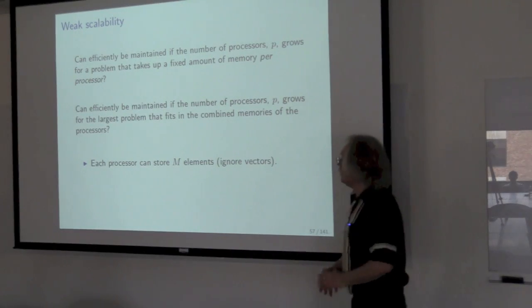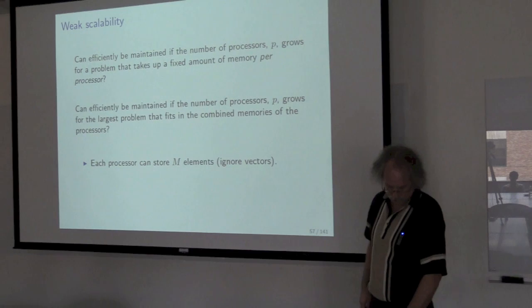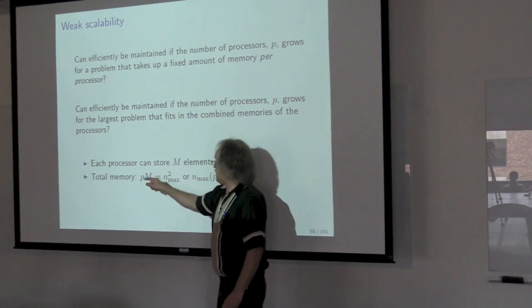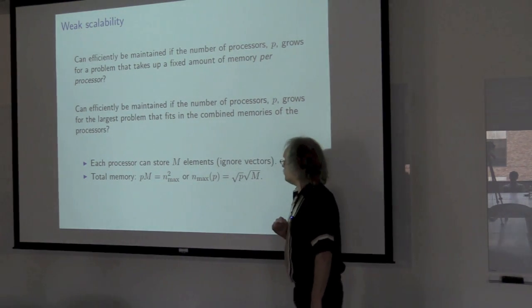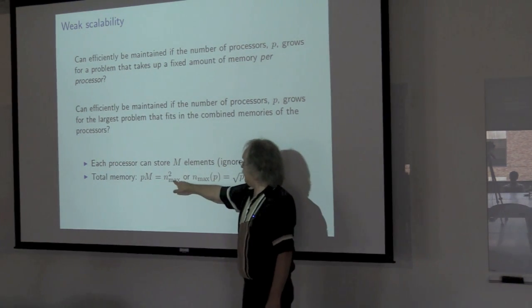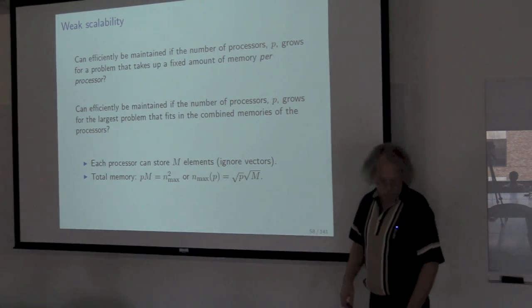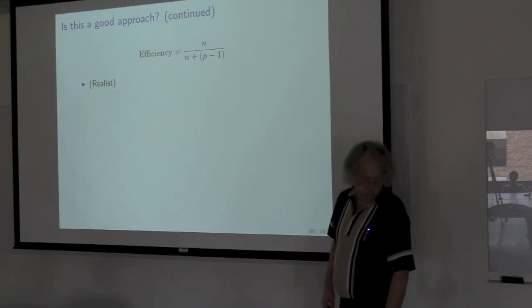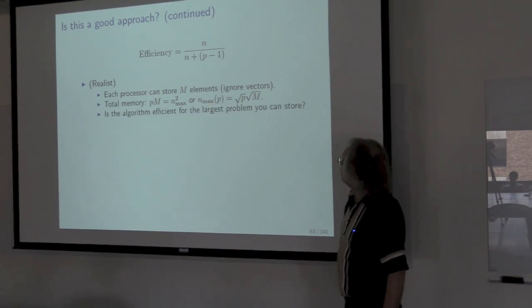Okay? Now notice that each processor has a memory, so you can store m elements. And notice that therefore we have p times m elements that can be stored, but we need to store that matrix. We'll ignore the vectors. So the maximum n that we can store, we can give by the square root of p times the square root of m. And then if we look at the efficiency, the realist would say each processor can only store m elements, so we're going to scale n according to that.